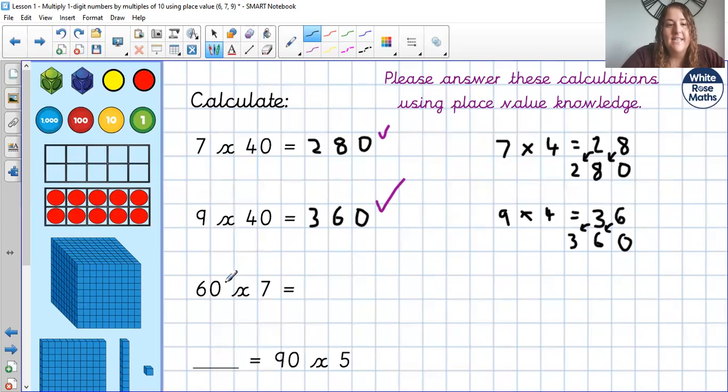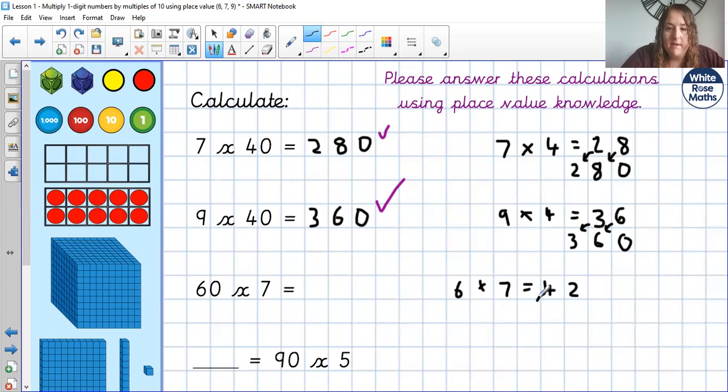Okay, next one, 60 times 7. So we're going to start by working out 6 times 7. And again, you can still use the multiplication chart if you need to. You can use your related facts, your 6 times table, your 7s, whichever you find easiest. So I know that 6 sixes are 36. I remember that one quite well. Add one more lot on, it's going to give me 42. And then I need to multiply my answer by 10 because it's now 60.